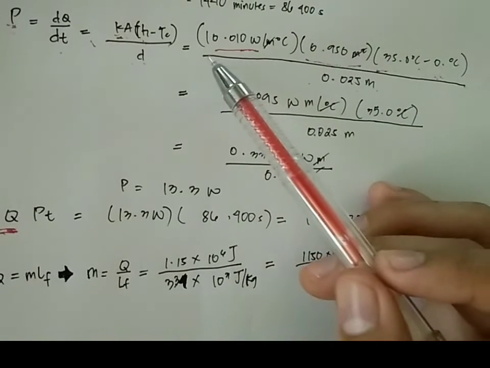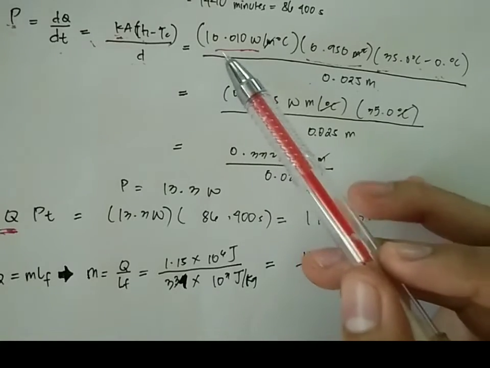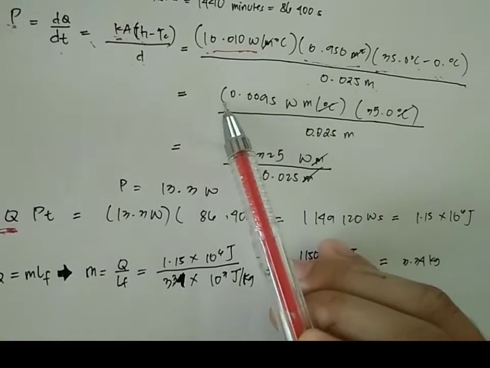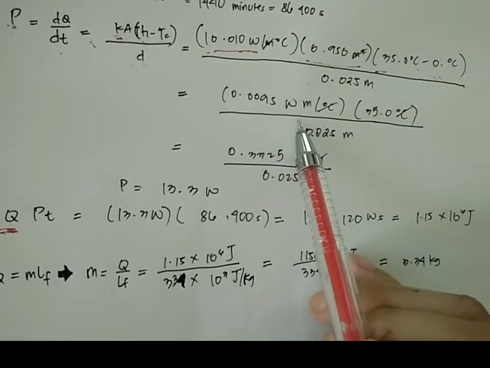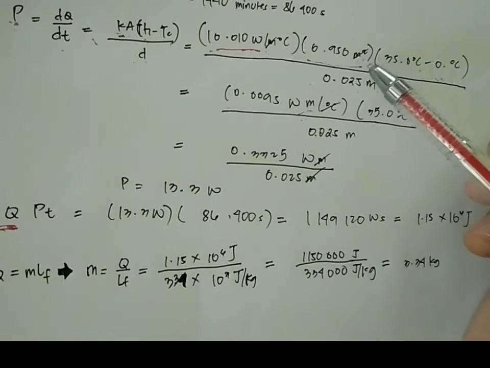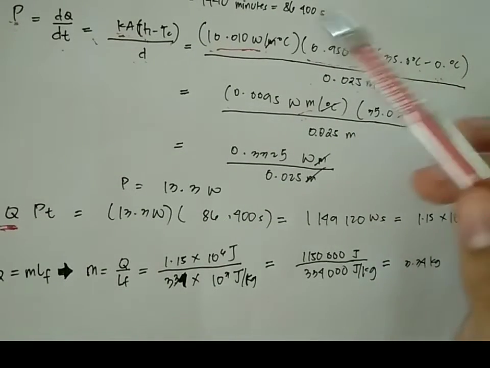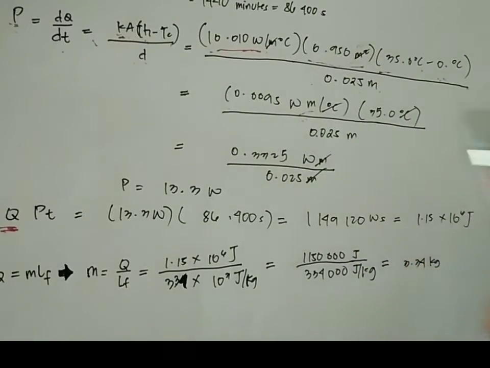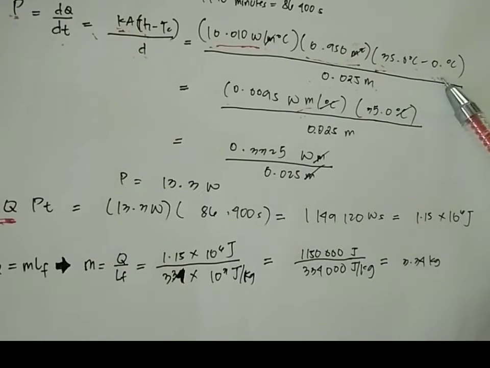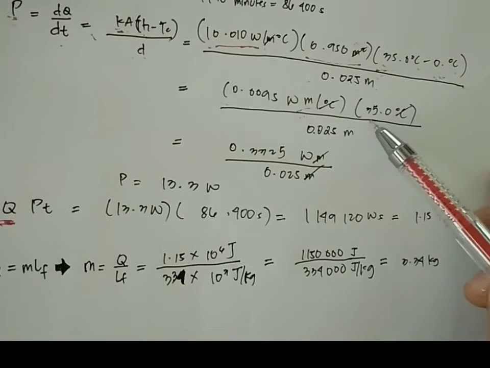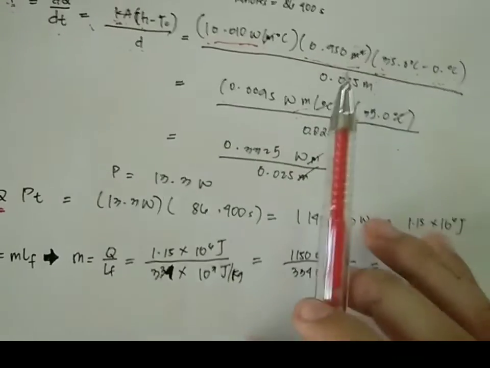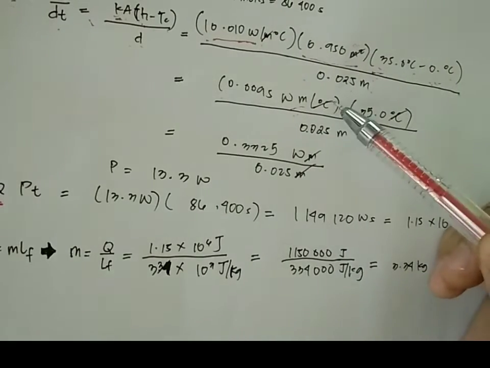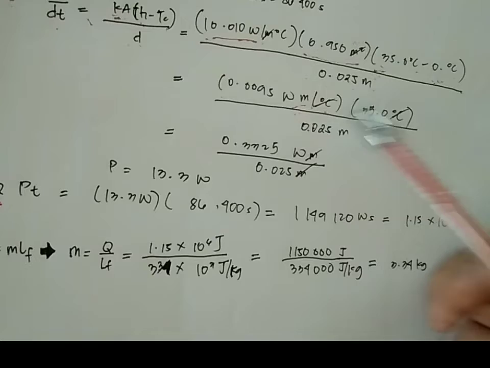So the first thing I did was multiply the thermal conductivity and the total area, which resulted in 0.0095 watt meter per degree Celsius, since the meter is cancelled. Then I subtracted the temperatures, which resulted in 35.0 degrees Celsius. After that, I multiplied the two results. Both degrees Celsius cancel, since one is per degree and the other is over.